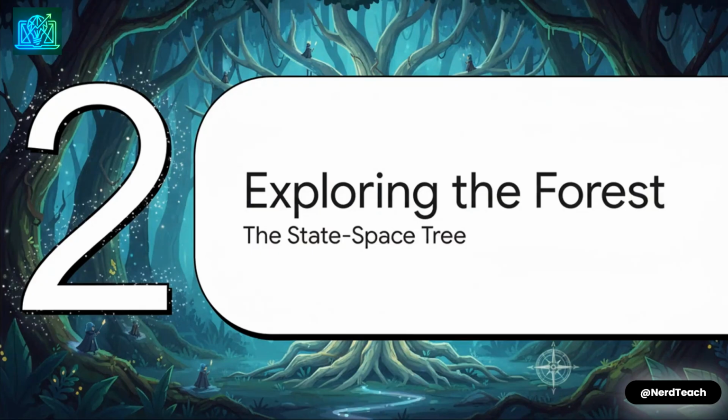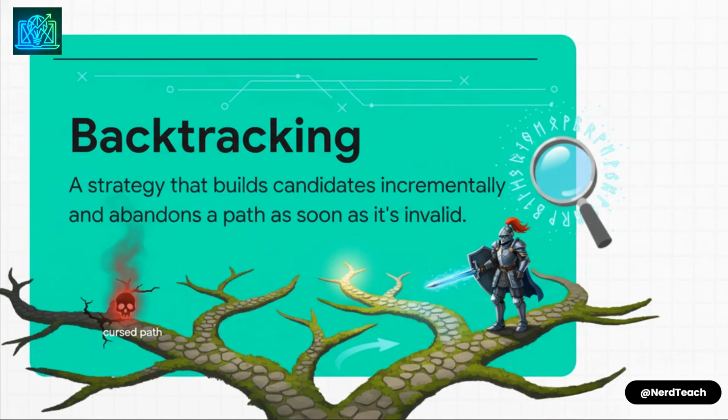All right, we've got our cloning spell. We understand how it works. Now, let's learn the strategy for actually using it. It's time to venture into what I call the decision forest, a place where every single path is a potential solution to our problem. And this, my friends, is where our wise knight, our backtracking strategy, really gets to shine. It explores this decision forest by navigating something called a state space tree, which is really just a fancy map of every possible choice you could make.